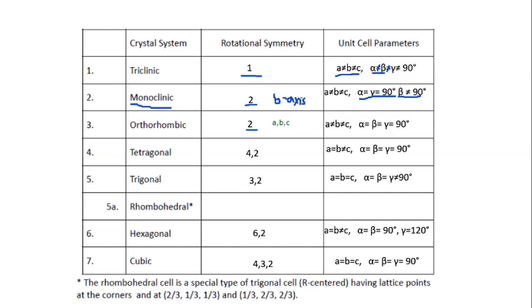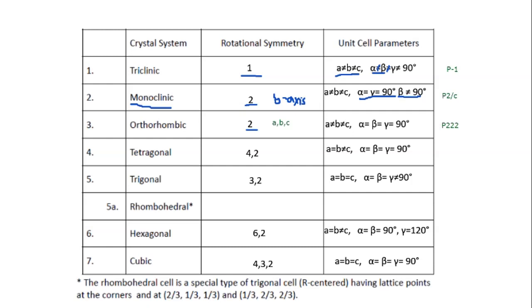So just to give you an example, monoclinic P2 1/c, that would be a monoclinic space group. Triclinic, P1 bar. Orthorhombic could be P2 2 2. So each one of those twos represents a unique axis, A, B, and C.